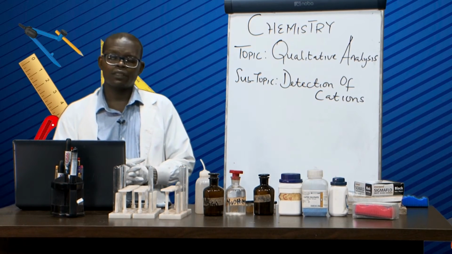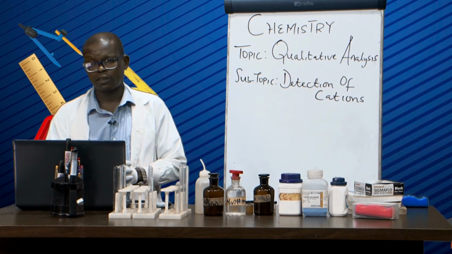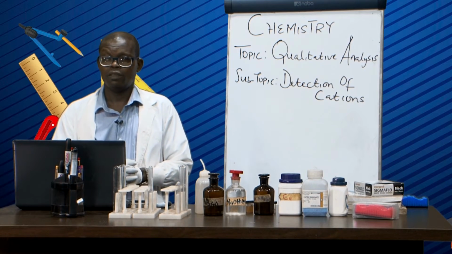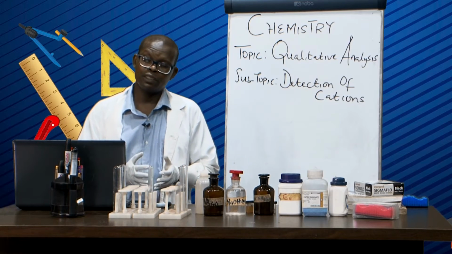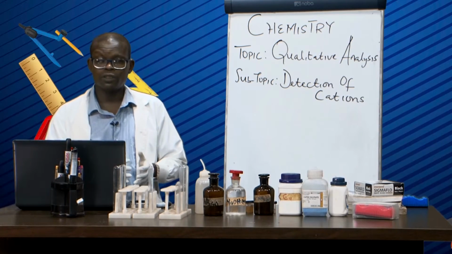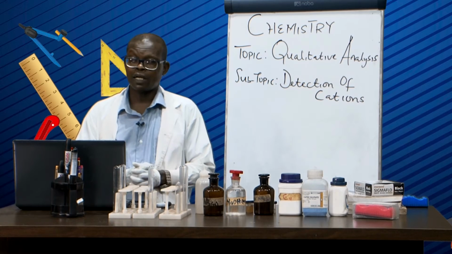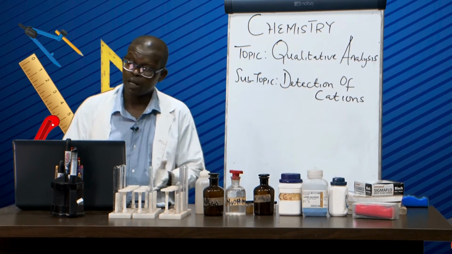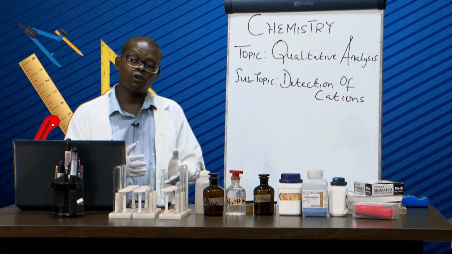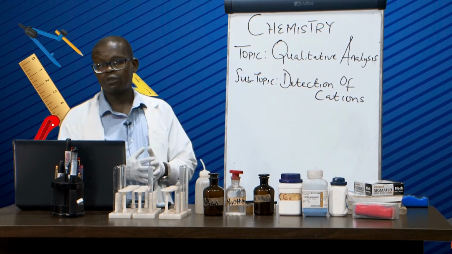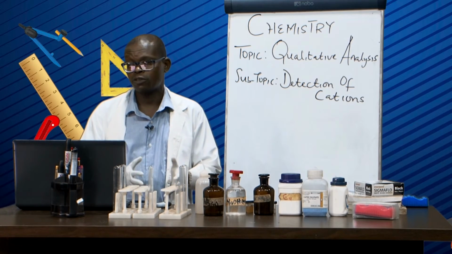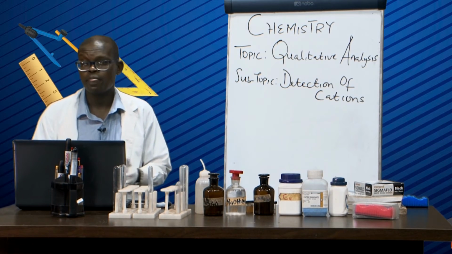By the grace of God, in our last class, we tried to look at the meaning of qualitative analysis. I said qualitative analysis involves detection of anions and cations that are present in ionic compounds. Do you still remember? I equally said it also involves the identification of functional groups that are present in organic compounds. I believe you still remember.